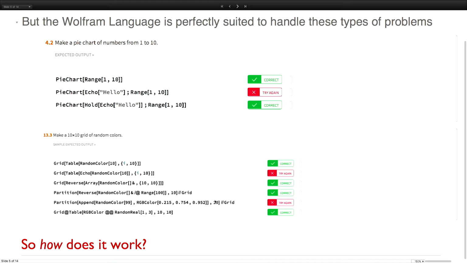So how does it work? That's what I want to talk about. I believe I can do that.